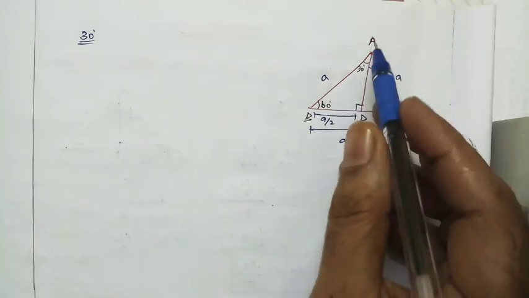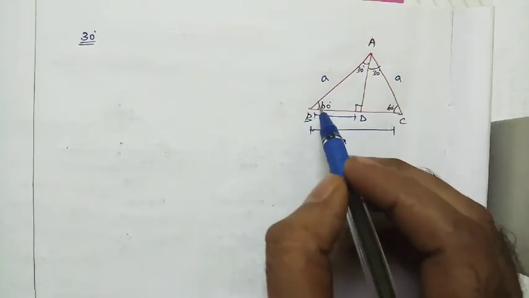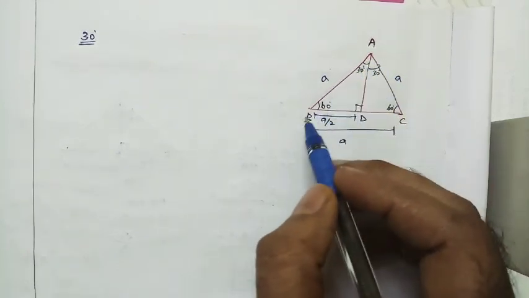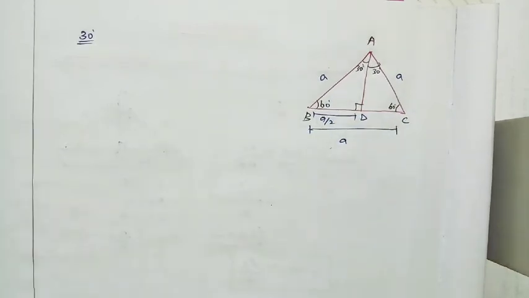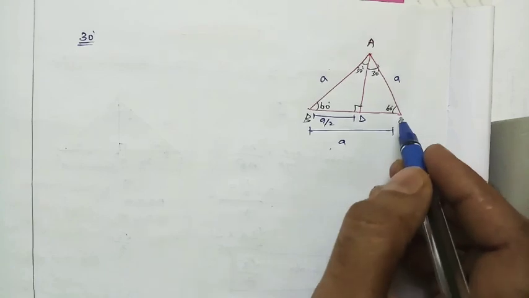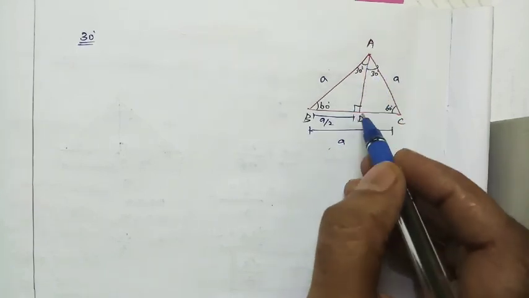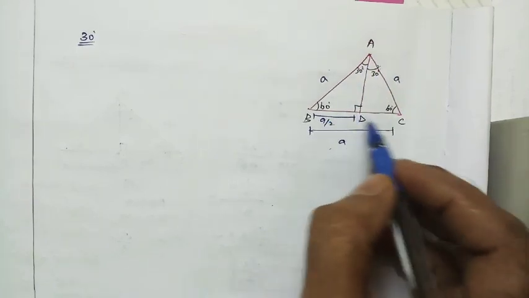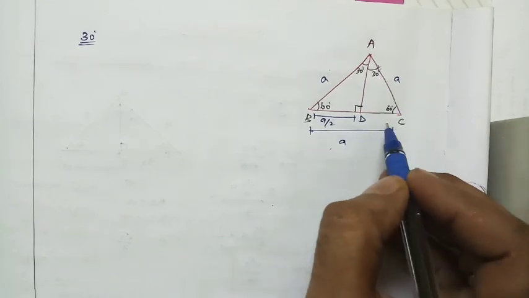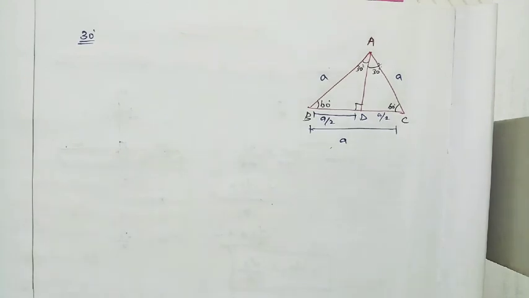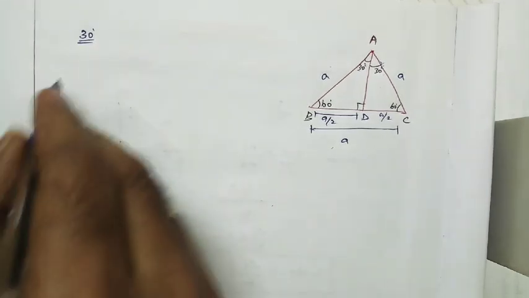The same thing, right? I'm just drawing the equilateral triangle. Each angle is nothing but 60 degree and each side length is nothing but A. I'm just drawing a perpendicular line AD on BC. Then it will be a median. The angle is bisected and the side is also bisected: 30 degree, A by 2, and this is also A by 2, right?